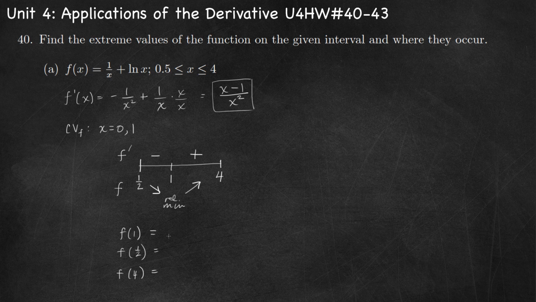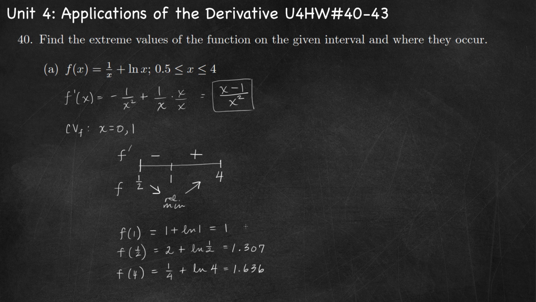F of 1, looking back at my original function, is 1 over 1 plus the natural log of 1. The natural log of 1 is 0, so this is just 1. F of 1/2, I have 1 over 1/2, which is 2, plus the natural log of 1/2, and that is approximately 1.307. F of 4, we have 1 over 4 plus the natural log of 4, and that is approximately 1.636.